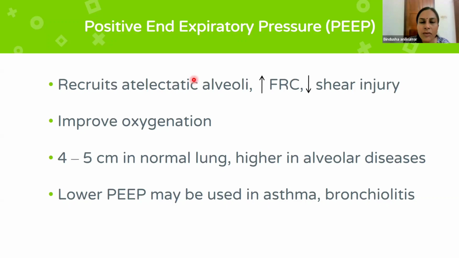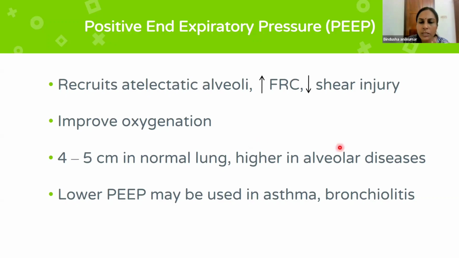Suppose your alveoli are closing at the end of each expiration and opening with the beginning of each inspiration. What will happen is there will be shear injury to the alveoli. So you don't want the alveoli to completely collapse, so you maintain a positive airway pressure in the circuit. Okay. So it will improve oxygenation. Usually we will keep 4 to 5 centimeters in normal lung, and you may require higher PEEP in alveolar diseases like pneumonia and ARDS, and lower PEEP may be used in asthma and bronchiolitis.